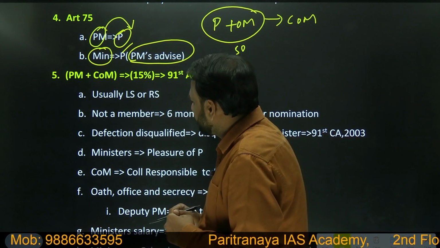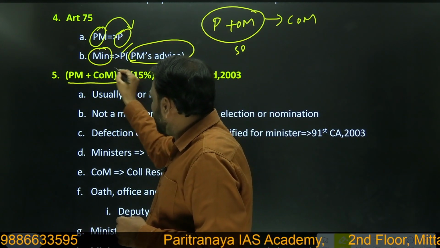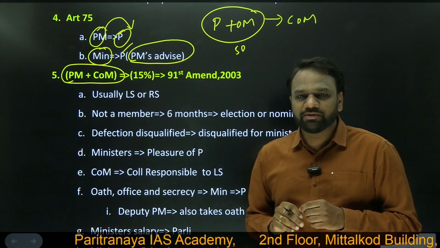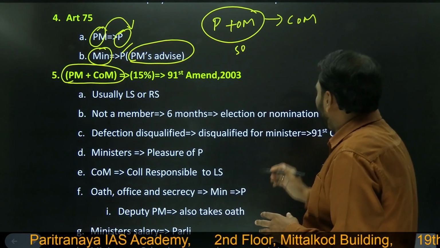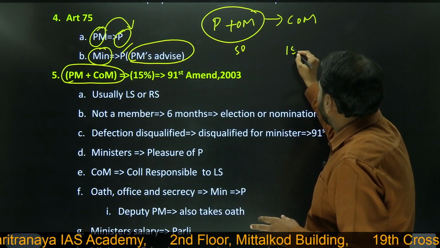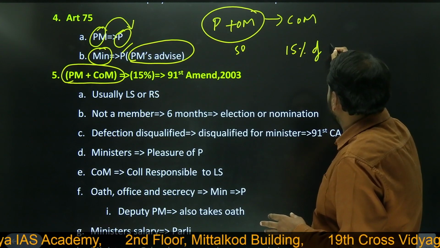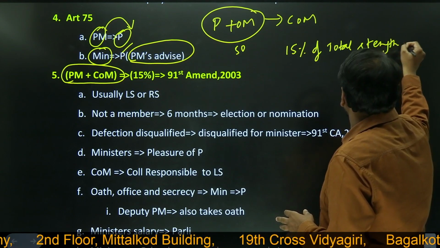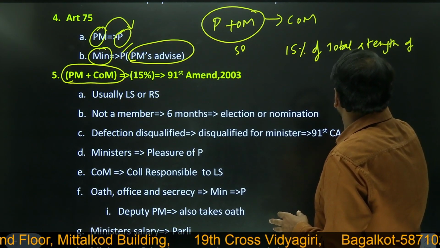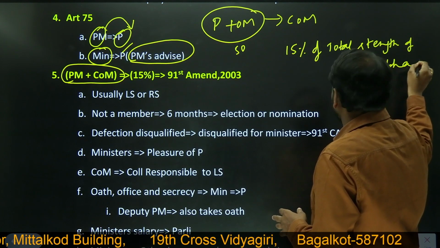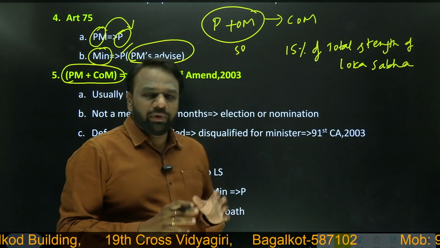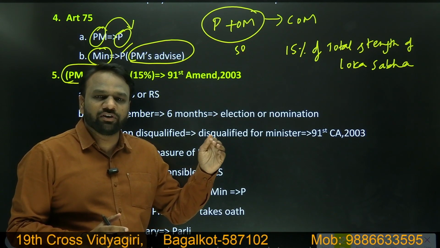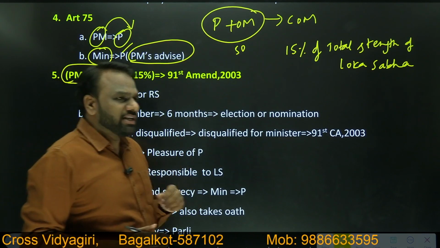Next, very important. So Prime Minister plus Council of Ministers together, what should be the maximum strength? So very important. The maximum strength should be 15% of total strength of Lok Sabha. So Prime Minister plus total Council of Ministers together should not exceed 15% of the total strength of the Lok Sabha. So what is the total strength of the Lok Sabha?